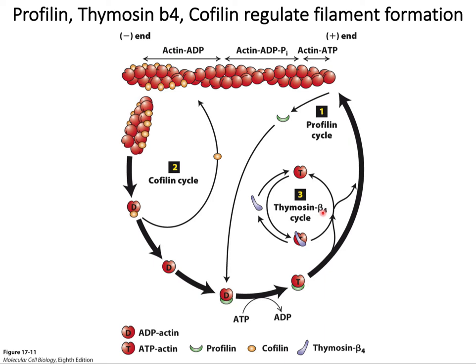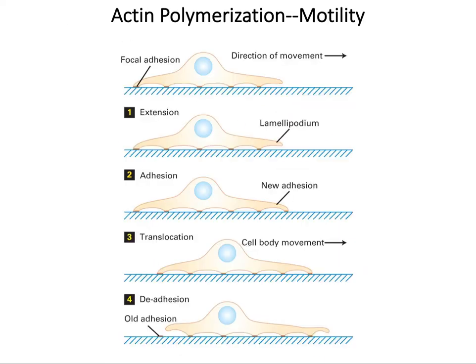But what is interesting is that the thymosin beta 4 bound G-actin monomers and free G-actin monomers are in dynamic equilibrium. So if the G-actin concentration in the cell goes down, this will naturally cause the release of G-actin monomers from the thymosin beta 4 and will release more monomers to be incorporated into the plus end. So there are three proteins that regulate the filament formation in the cell.